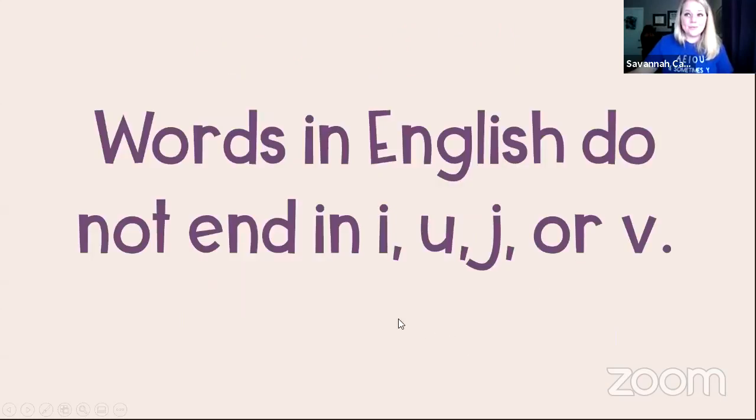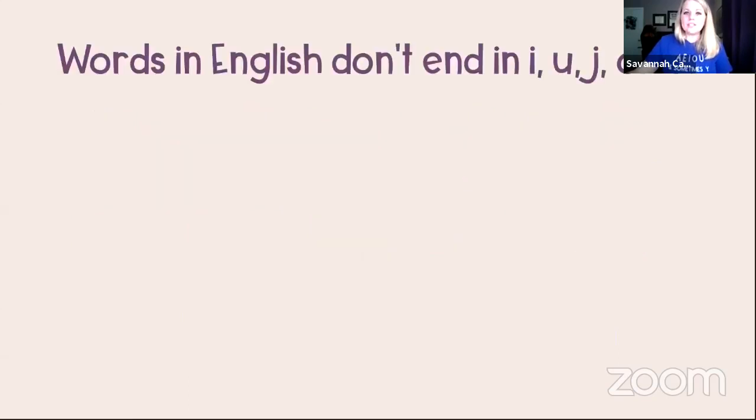Now, this is a huge rule, and I literally had this written on my board the entire time last year. Words in English do not end in I, U, J, or V. So what in the world does that mean for us? And before you come at me, hi is a slang term, ski is Norwegian, flu is a shortened form of influenza. So words in English do not end in I, U, J, or V.